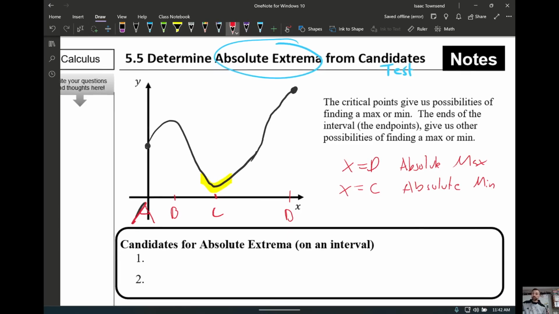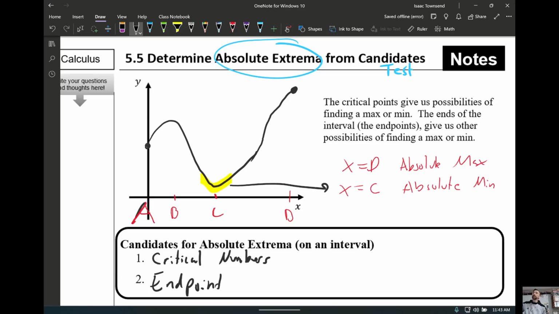So the candidates, the things you need to think about, are all of the relative, actually, let's just say critical numbers. Critical numbers are going to give you all of the relative extrema, like x equals b and x equals c, which could be the absolute min. But x equals d, this is not a relative max. So instead, what is it if it's not a relative max? Well, it's the absolute max, but beyond that. Perfect. It's the endpoint. So all the absolute biggest and smallest values either occur at a critical number, which we've already been practicing how to do, or at an endpoint.